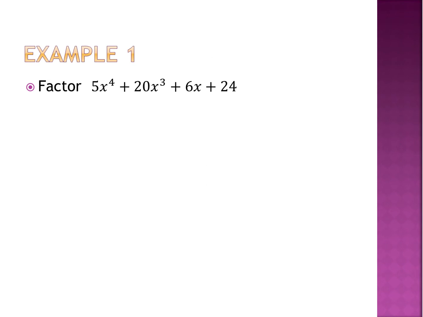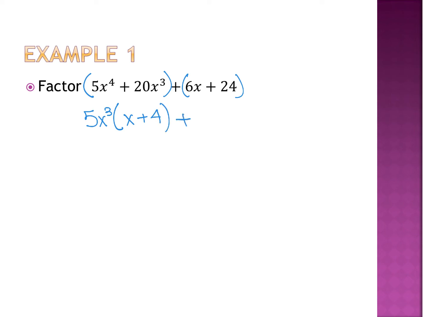So let's take a look at example 1. Example 1 says to factor 5x to the fourth plus 20x cubed plus 6x plus 24. Because I have four terms, I'm going to go ahead and try the grouping method from the get-go. In my first group, I have 5x to the fourth plus 20x cubed. I can take a 5x to the third out of both of those terms, and that's going to leave me with an x plus 4.